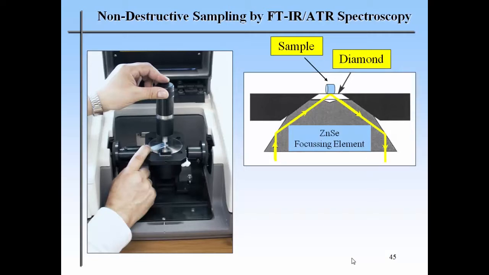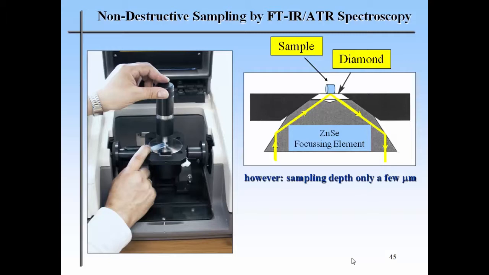Your radiation falls on the diamond, and there you bring your sample in contact with the diamond. It slightly penetrates into the sample and then comes back into the diamond and in the focusing element in order to go to the detector. The sampling depth is only a few micrometers, and this is exactly the depth you need for mid-infrared, because in mid-infrared you can focus only on very thin samples.